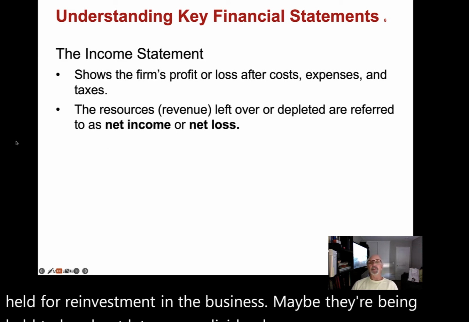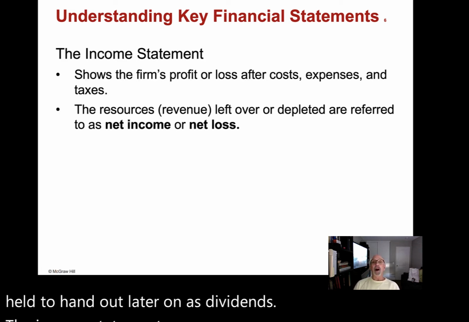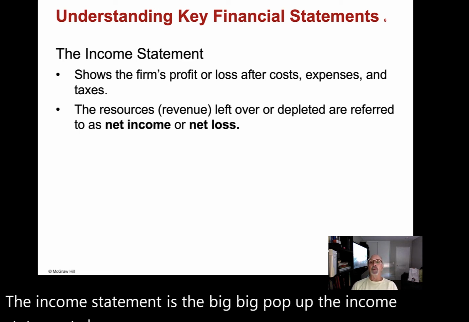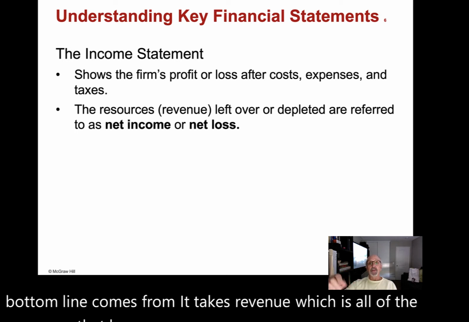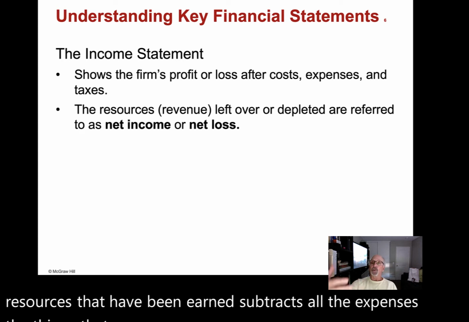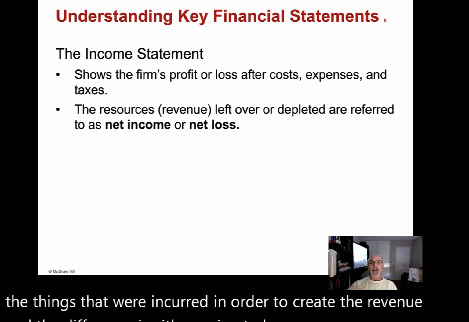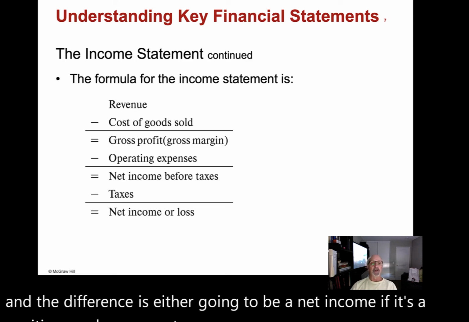The income statement is the big one. The income statement shows profit or loss. That's where the proverbial bottom line comes from. It takes revenue, which is all of the resources that have been earned, subtracts all the expenses, the things that were incurred in order to create the revenue, and the difference is either going to be a net income if it's a positive number or a net loss if it's a negative number.